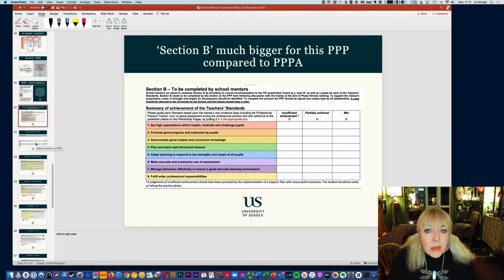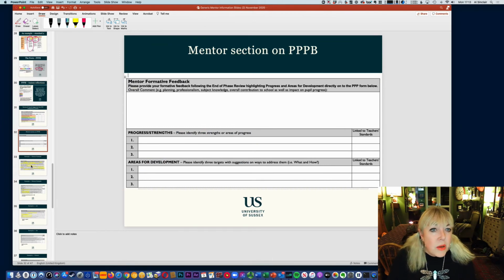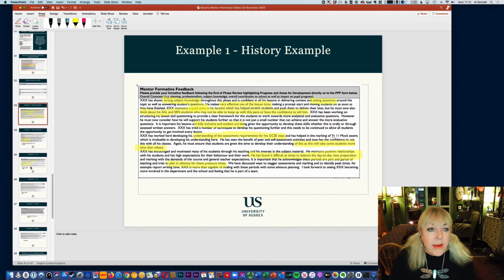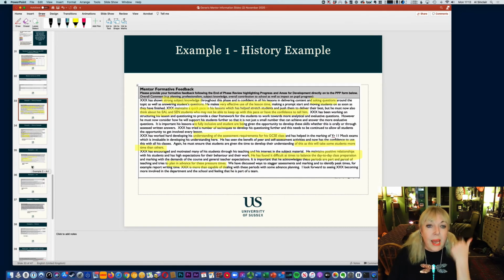This is the bit that you fill in. You write your formative feedback, and then we've got three strengths and three areas for development. And I've got some examples here for you. Now, some of these are from a cohort in Cyprus, where we did quite a lot of work with mentor training. It's like a pilot project. And the mentors came back and wrote some phenomenal stuff in the PPPB.